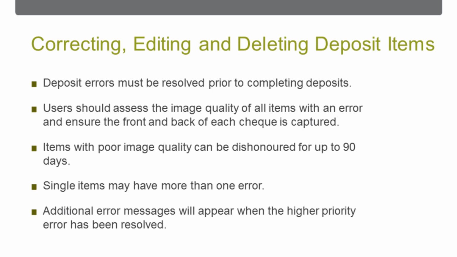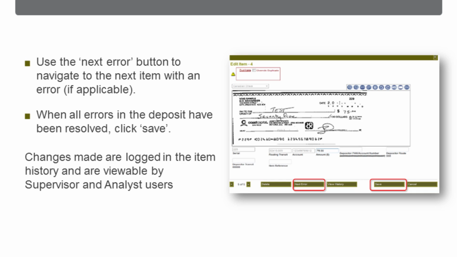It's possible that more than one error condition will apply to a single item. The additional error message will appear when the higher priority error has been resolved. The Next Error button can be used to navigate to the next item in the deposit with a recognized error, if applicable. When the last error in the deposit has been resolved, click the Save button. Changes made to items are logged in the item history and are viewable by supervisor and analyst users.